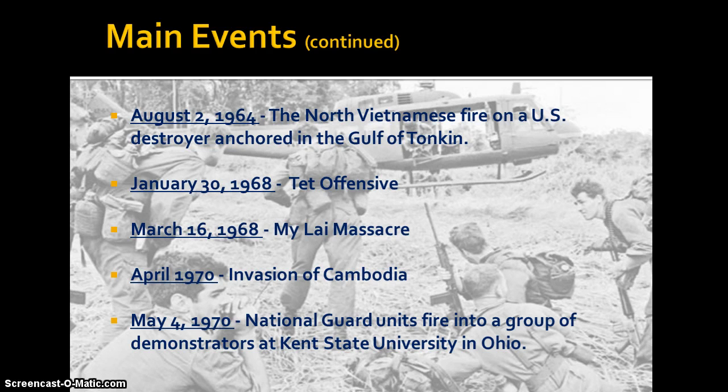May 4, 1970: National Guard units fire into a group of demonstrators at Kent State University in Ohio. The shots kill 4 students and wound 9 others. Anti-war demonstrations and riots occur on hundreds of other campuses throughout May.